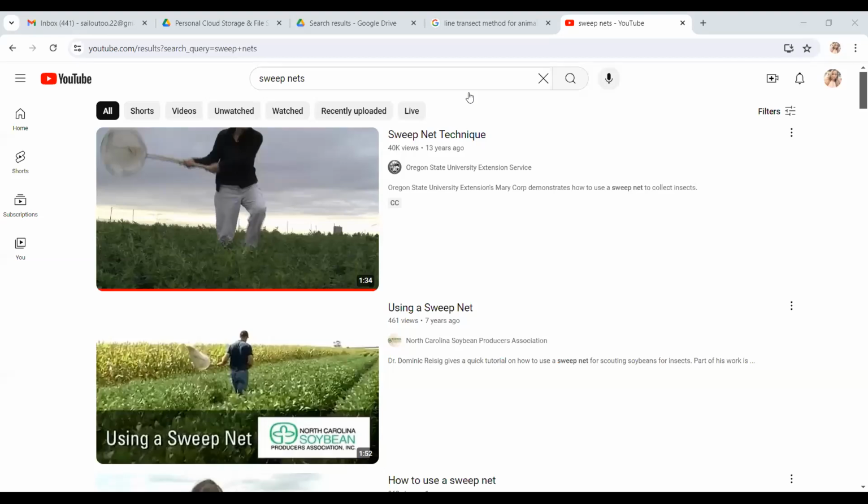Each number of species collected in the net is counted, and then they're obviously released. No organisms are harmed during the sampling process. These sweep nets could be used together with quadrats or line transects, so this is one that you could use hand in hand with another sampling method. So I'm getting a video for you with this one.